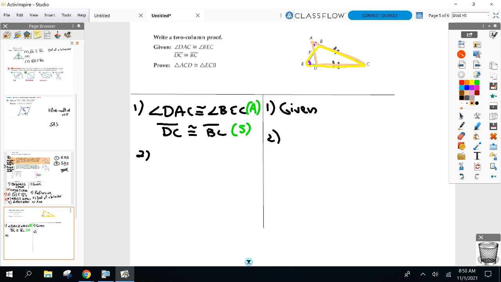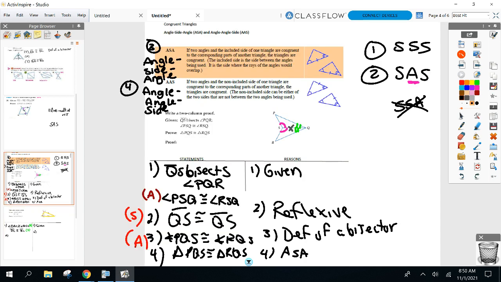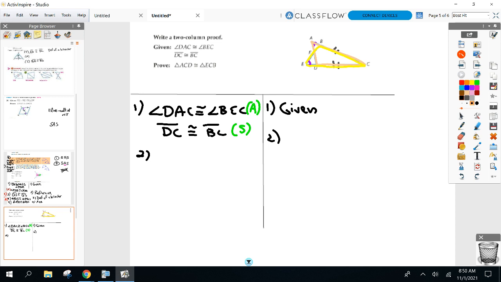We had a shared side in this last proof. We can do reflexive. We can also do it for angles. Do both triangles have a full angle in common? Angle C. There you go. Angles can be reflexive. Everyone good? Angles can be reflexive, just not sides. So angle C, congruent to angle C, reflexive.